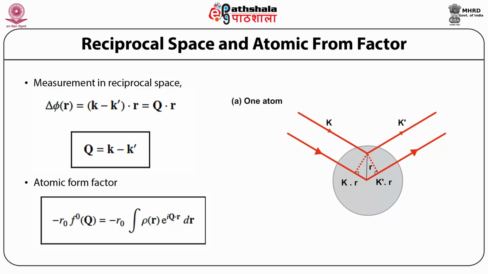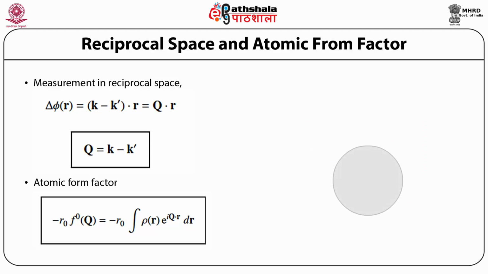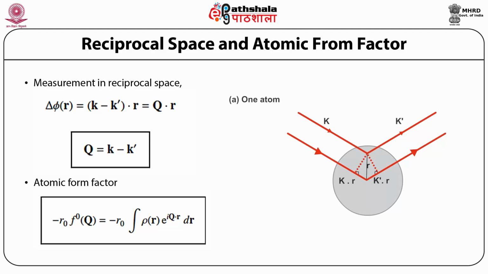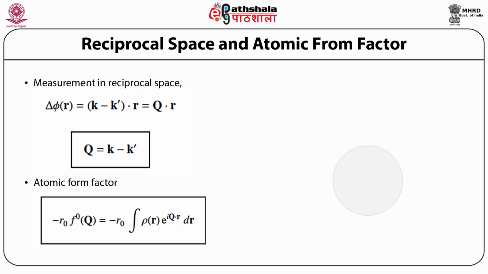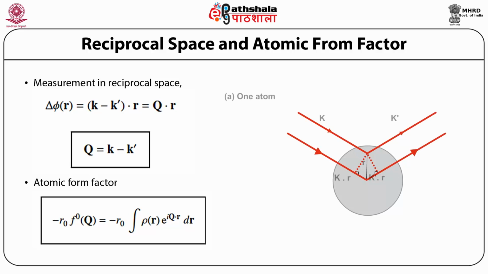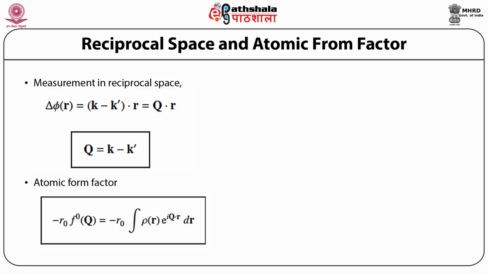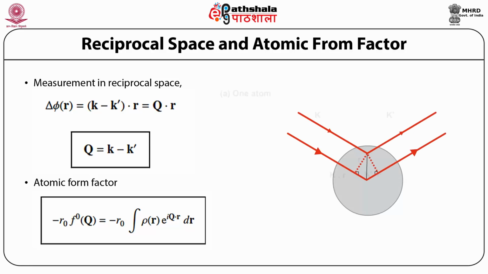So basically this atomic form factor depends on which type of atom you are using. Suppose you are using sodium, then it will have one form factor, and if you are using copper, it will have another form factor, because the distribution of electrons around the atom changes. That changes the strength of scattering. So first we have to understand the scattering power of an atom. You can say that the atomic form factor is a representation of the scattering power of an atom.